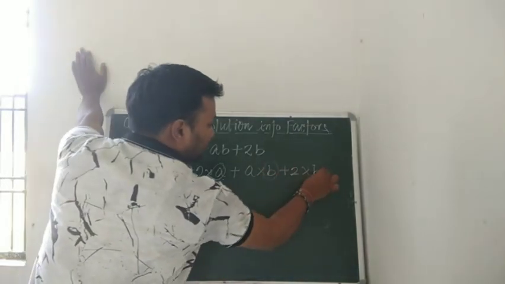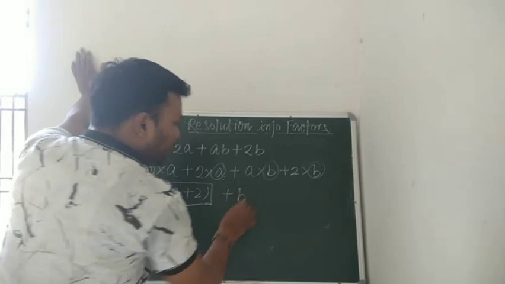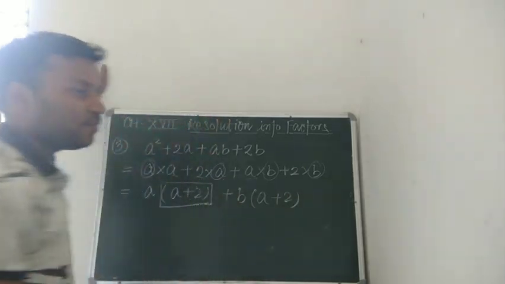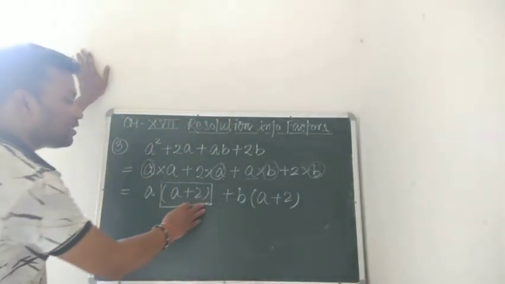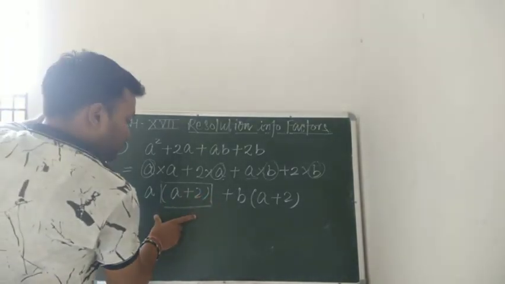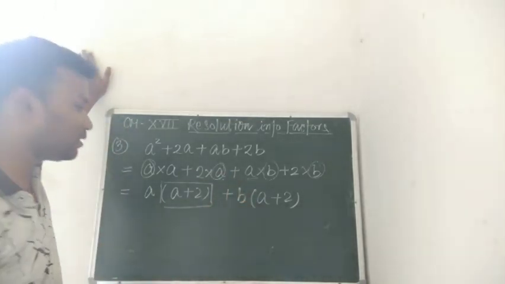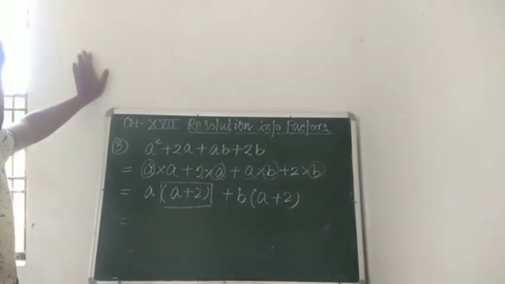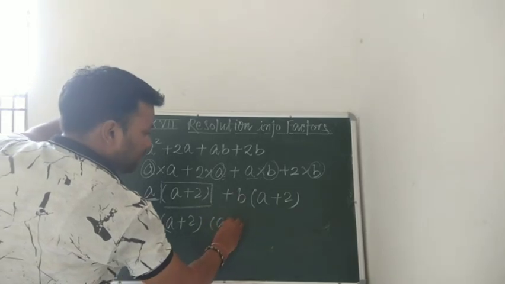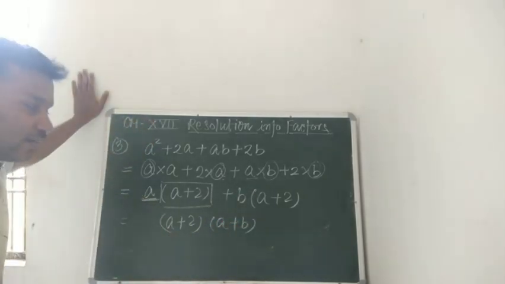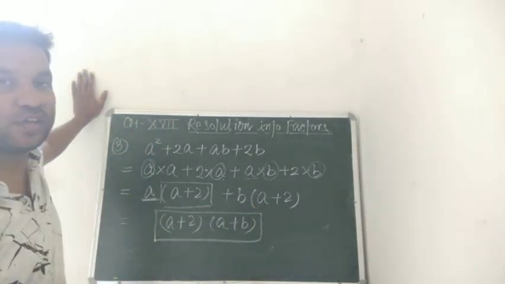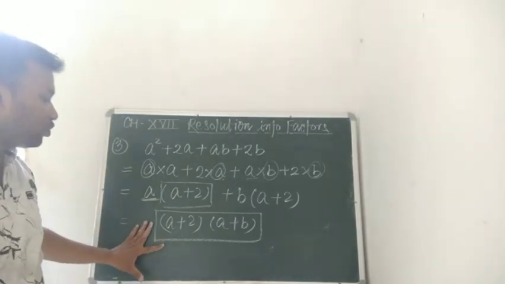Again, we have b here in the third and the fourth term as a common. So we'll take b as a common, and the rest of the terms, that is this a and this plus 2, will be written inside the bracket. And it is very clear in this step that we are getting the same compound factor in both the places. So we will take this same compound factor as a common, and the rest of the terms, that is this a and this b, will be written inside the bracket. So again we will get our solution a plus 2 into a plus b, which is the resolution into factors of the given expression.